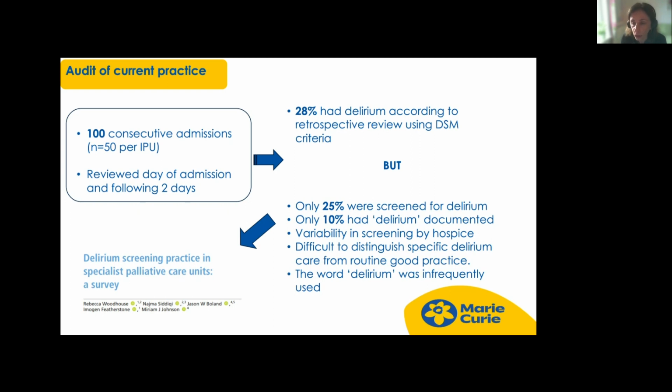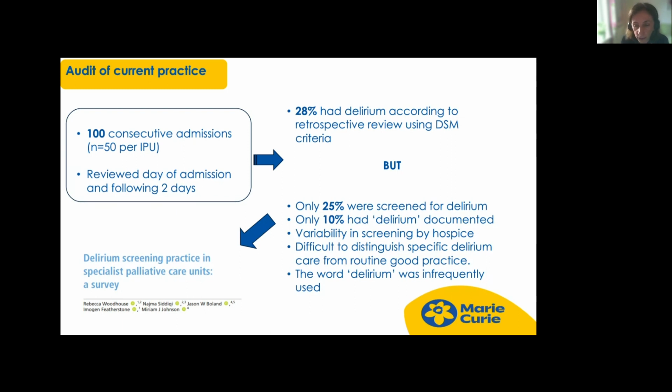Clinical judgment is most commonly used, and screening often occurs when symptoms are already evident. Of those retrospectively judged as having delirium, only half had been screened, and overall, only 10% had delirium documented. There was significant variability in rates of screening across each hospice, due in large part to the fact that both doctors and nurses played a role in delirium screening in one hospice, whereas doctors only were responsible in the other. We also found that it was difficult to distinguish specific delirium care from routine practice in the notes, so we could not readily identify approaches to delirium management.